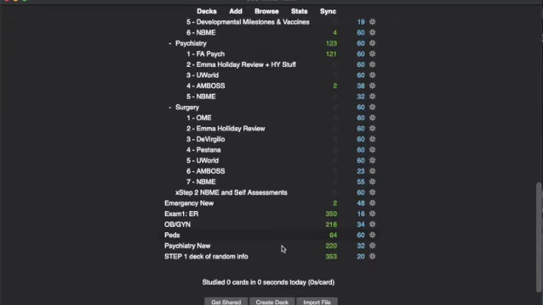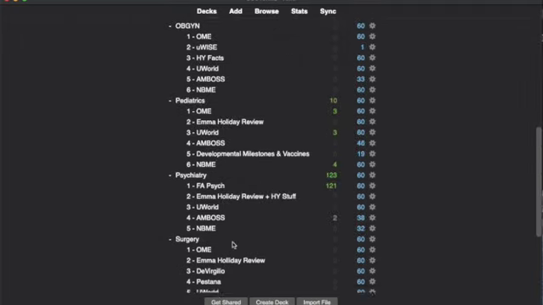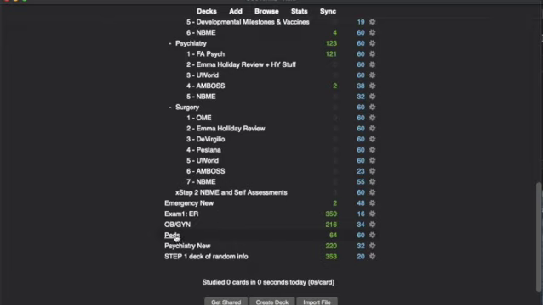Hey guys, this is Greg with Medical Muscle, and in this video I am going over the Anki cards that I've made for pediatrics. Peds, right here. I've downloaded all these other flashcards, but I've always just resorted back to making my own. So we're going to go through my cards.